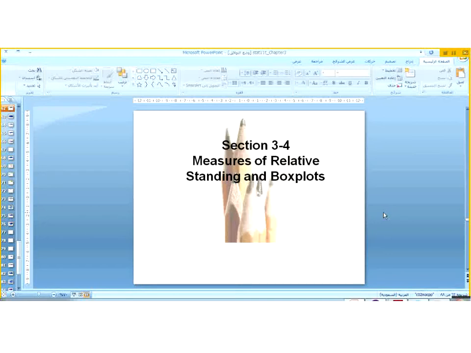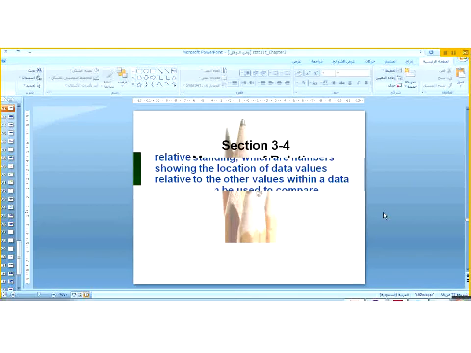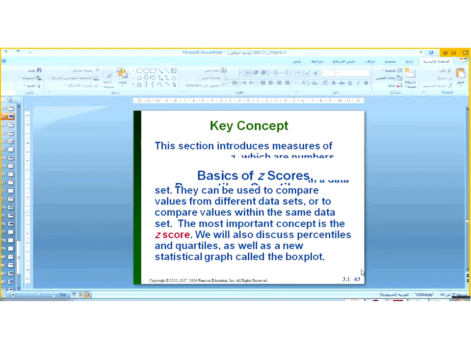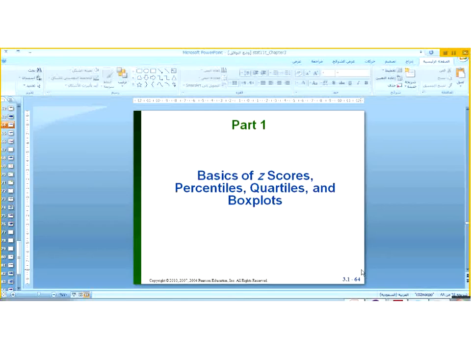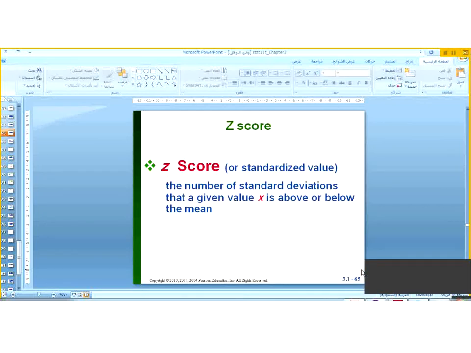Now we'll talk about other measures: the measures of relative standing and box plot. First we will introduce the z-score, then the percentiles and quartiles, and finally the box plot.